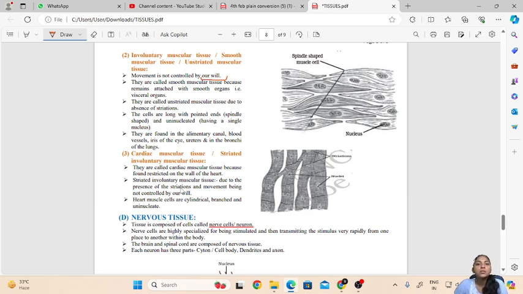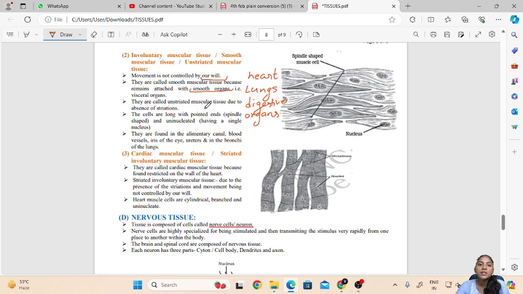Now these are called smooth muscular tissue because these remain attached to the smooth organs or the visceral organs in our body. That is the heart or lungs or digestive organs. So these are the smooth organs or visceral organs in our body, and the muscles which are attached to these organs are called smooth muscular cells or smooth muscular tissue.